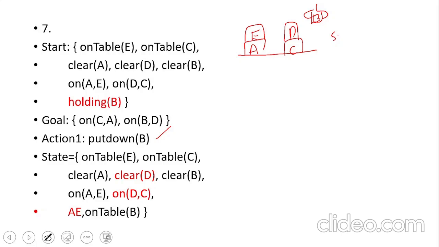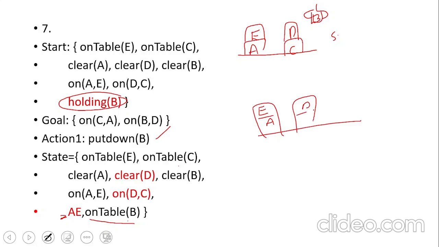So what we're doing is adding the effects: we're adding arm empty and on table B. The first requirement is holding B. We add arm empty and on table B, and on table E stays. So you see, whatever we are having, we wrote as it is. In place of holding B, we wrote arm empty and on table B. The first action is put down B. Now what we are having is E, A and D, C, B. This is our first action.